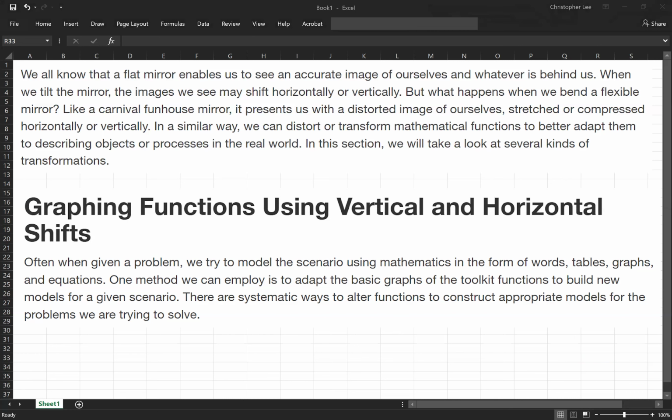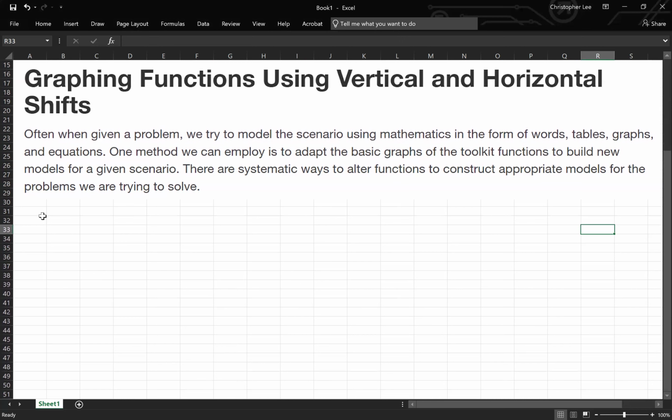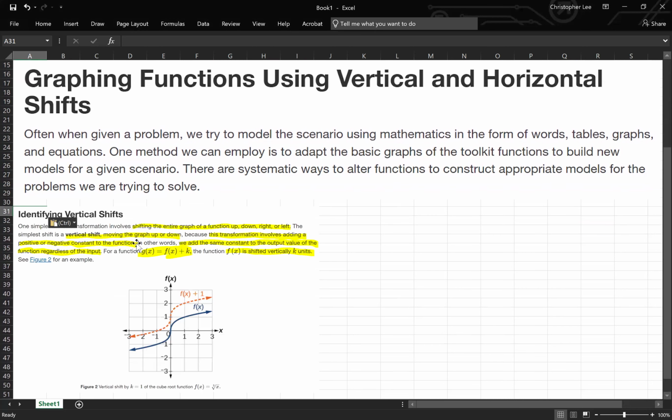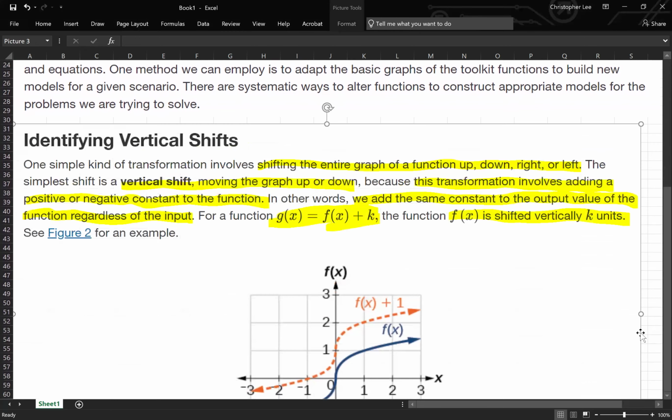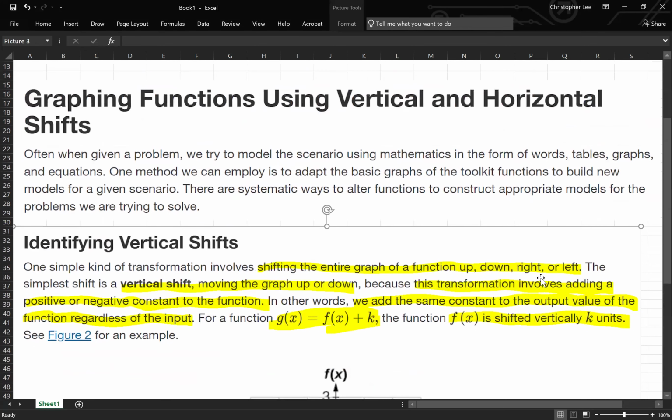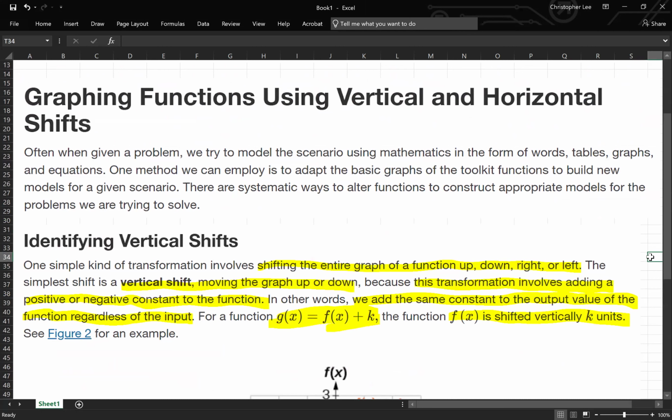So we're gonna start off basic and then we're gonna build it up from there. So first thing I want to start with, we're going to start with identifying vertical shifts. One simple kind of transformation involves shifting an entire graph of a function up or down, right or left. The simplest kind of shift is a vertical shift, right? So moving the graph up or down.